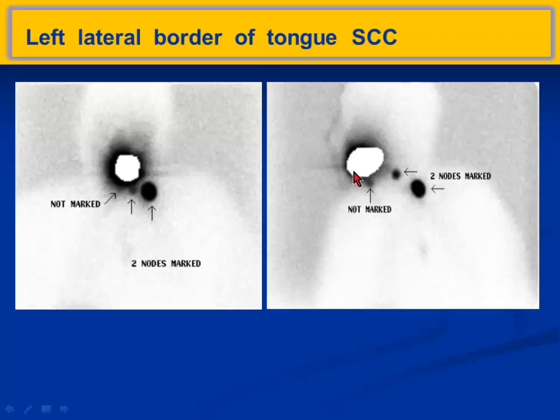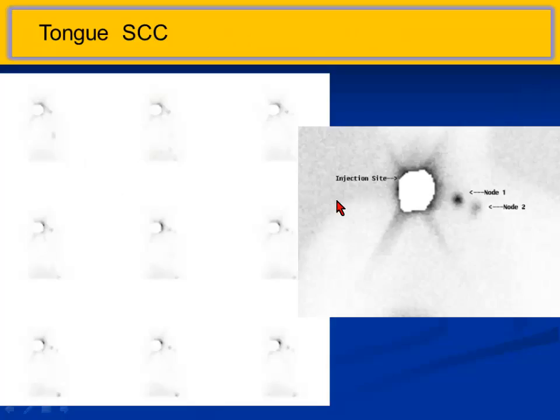But on the lateral, you are seeing 2 nodes, and both of these nodes will be marked and removed during surgery. These are the planar images. Again, it's quite challenging. It's a tongue SCC. We injected, you have to mask it, and then you see 2 nodes. On the dynamic, you see very faint uptake, because in spite of masking, you're seeing quite a lot of low-grade uptake, because the injection site and the lymph nodes are very close to each other, and most of the cancers in the oral cavity drain to level 2 lymph nodes. So you have to be careful in that area.